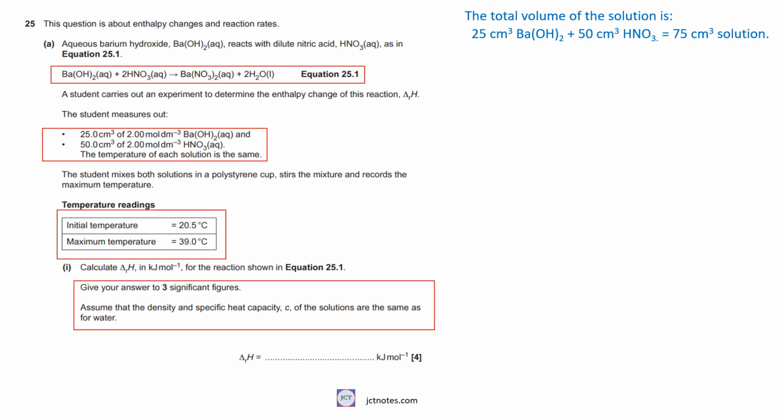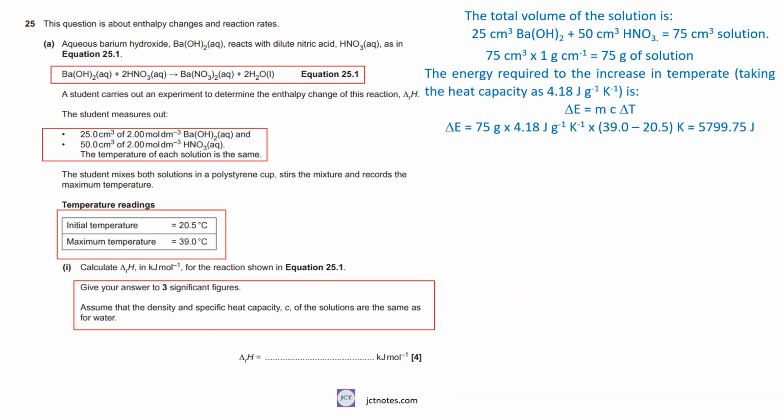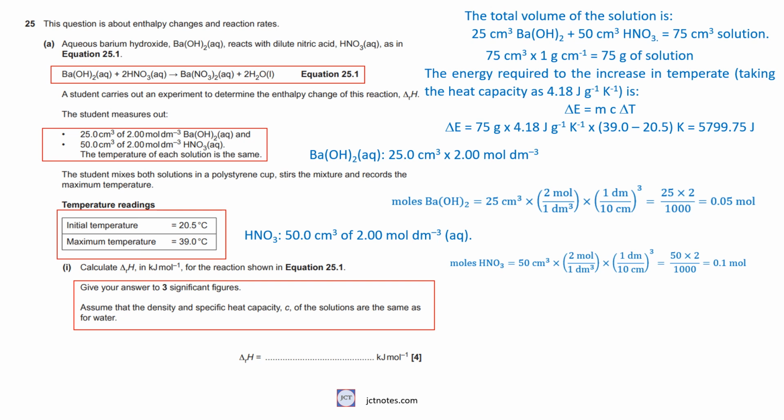As the density of the water is 1 gram per cubic centimeter, the mass of the solution is 75 grams. The energy required for the increase is the product of the mass of water, the specific heat capacity of the solution, and the increase in temperature. This is the energy for the whole reaction, but we need to refer to the reaction in number of moles. The first step is to calculate how many moles we have of each reactant. This can be found by multiplying the concentrations by the given volumes, with the right units. We can see that for barium hydroxide we have 0.05 mole and for nitric acid we have 0.1 mole.